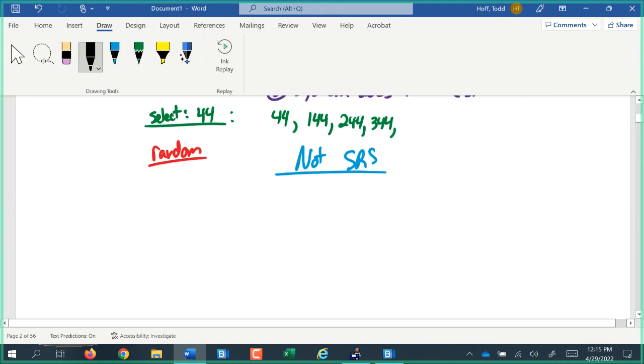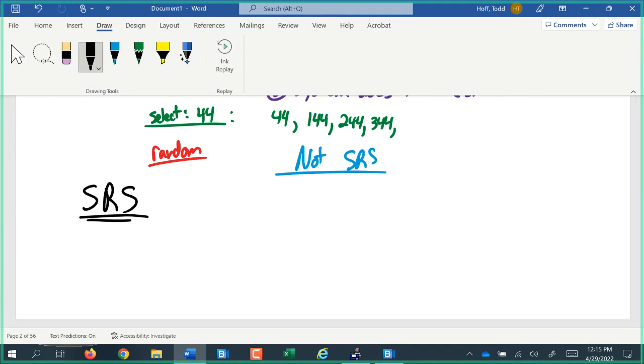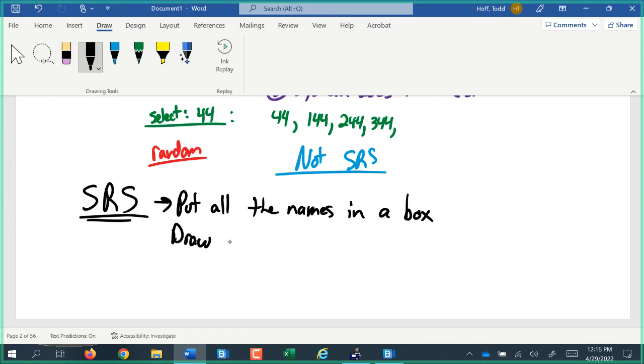So that brings us to the question, what is a simple random sample? Well, the way a simple random sample would work, let's say we're going to survey students out of your high school. We would put all the names in a box or in a hat or whatever. Mix them up, of course, and then draw out n of them, however many we need for our sample. So it is literally the names in a hat or numbers in a hat type of selection. That is a simple random sample.